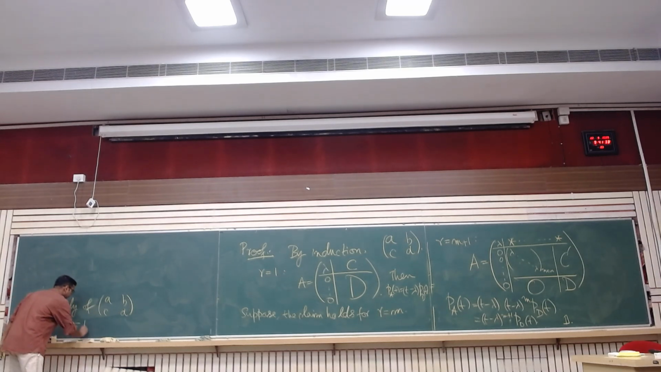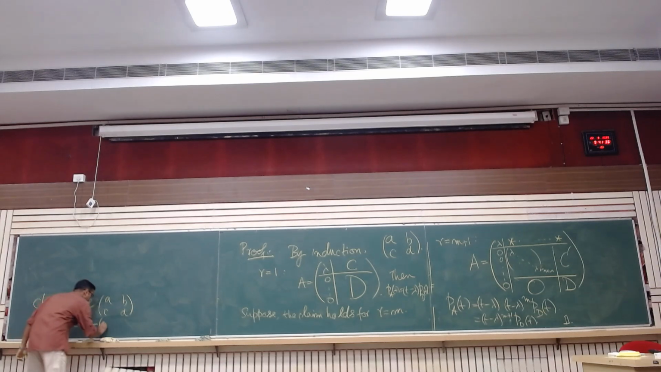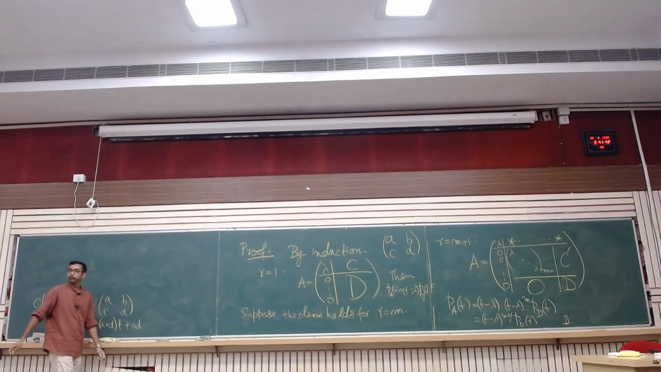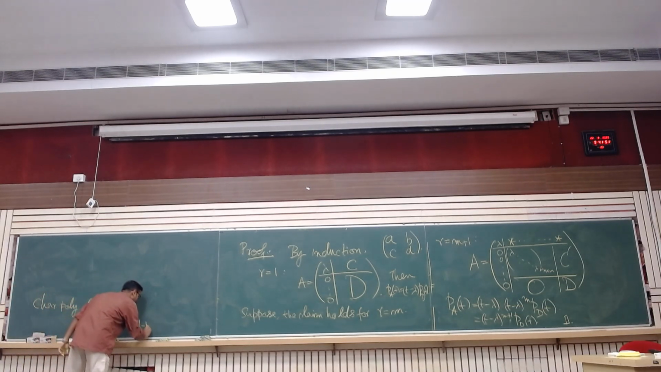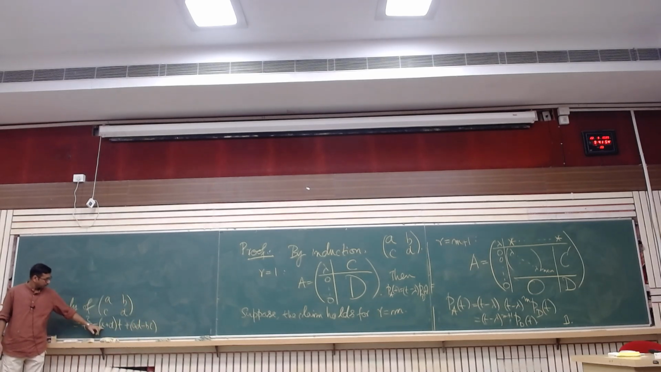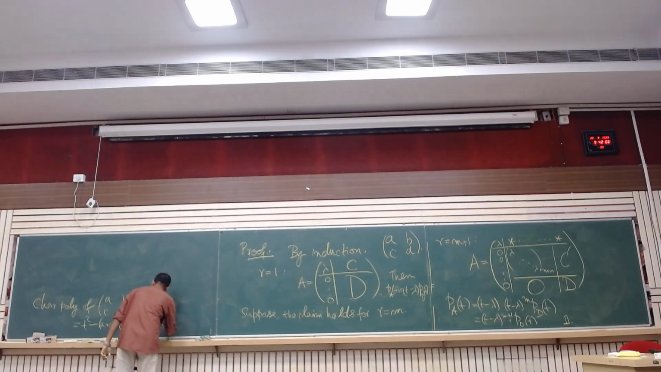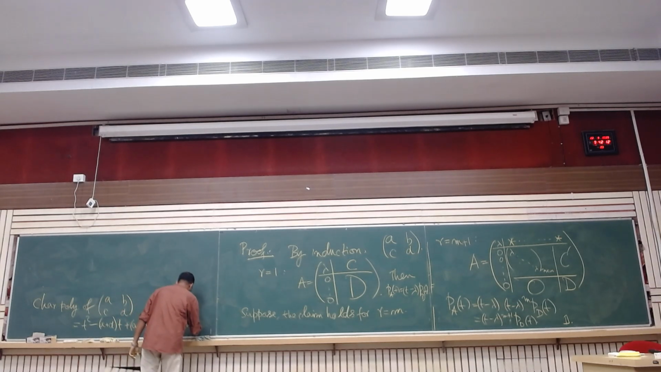T squared minus (A plus D) times T plus AD minus BC, right? It is AD minus BC. So what is this A plus D? It is just the sum of the diagonal terms, the trace of this matrix. And what is this? This is the determinant of the matrix, right? So, for a 2 cross 2 matrix, this is T squared minus the trace of A times T plus the determinant of A.